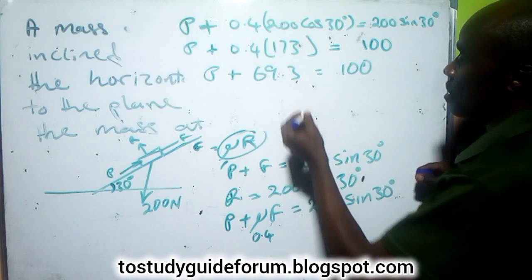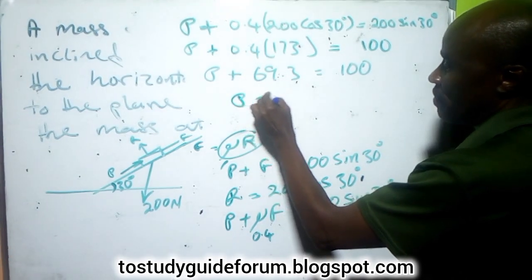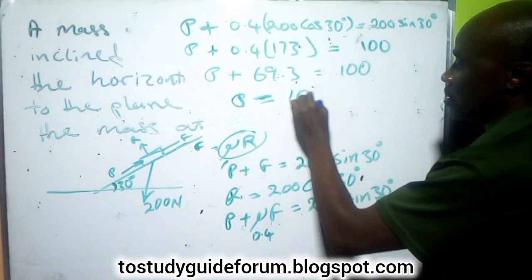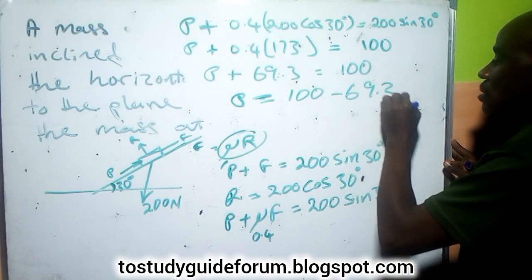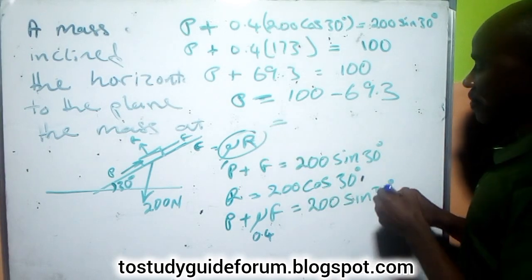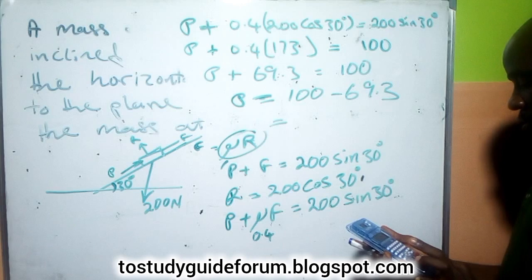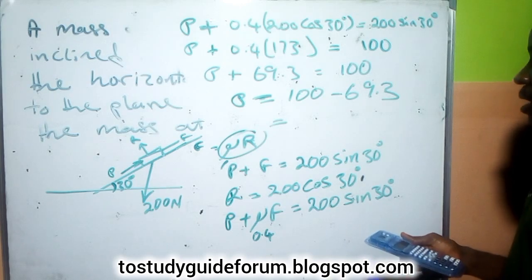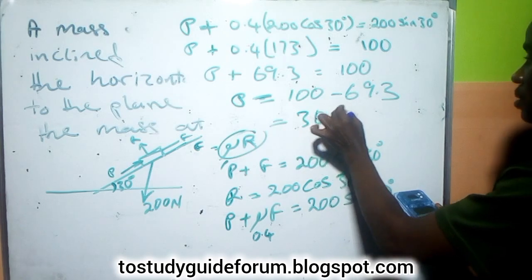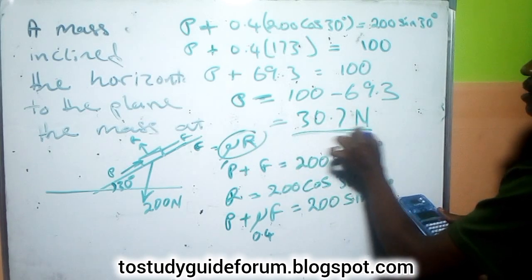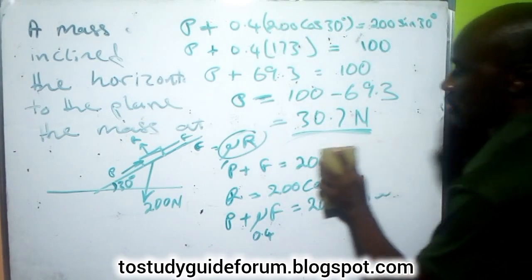So the next thing is we'll collect like terms. If we collect like terms here, P will be equal to 100 minus 69.3. So what we should have is P equal to 30.7 Newton. That is the force that we need to hold it at rest.